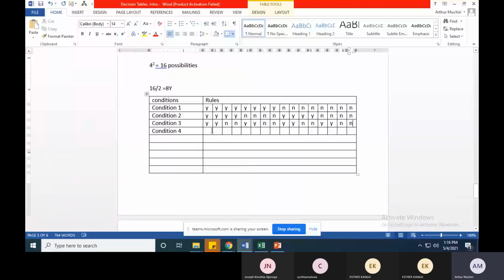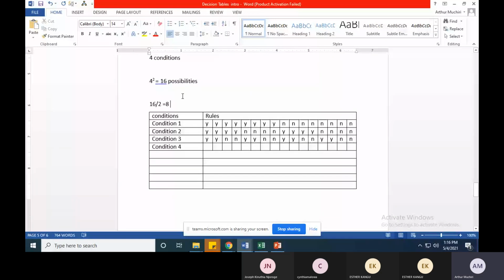So from there now, we divide this one again by 2. These possibilities, we divide them by the alternatives again. So it's going to be yes, no, yes, no, yes, no, yes, yes, no.